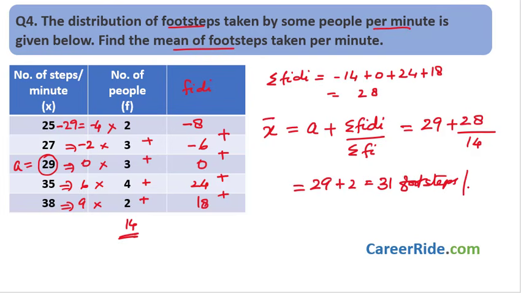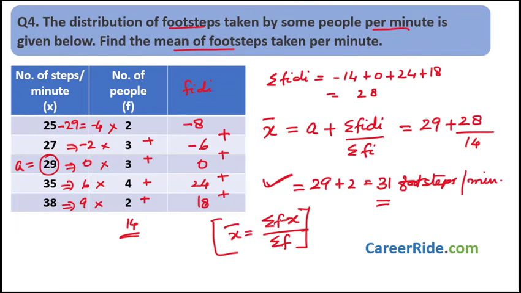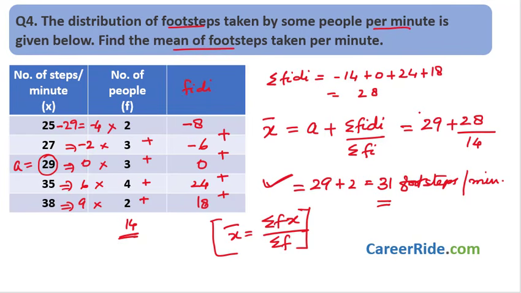31 footsteps per minute is my average here. If you want, you can check what the answer for traditional method would come out to be. It would come out to be the same. With the traditional method, I have to do sigma fx upon sigma f. This is what we used to do, but the calculations will be longer in this case. That is why we try to harness the power of assumed mean method. Very easy question, nothing difficult at all, and you can solve these types of questions within 20 to 25 seconds. It should not take longer than that.